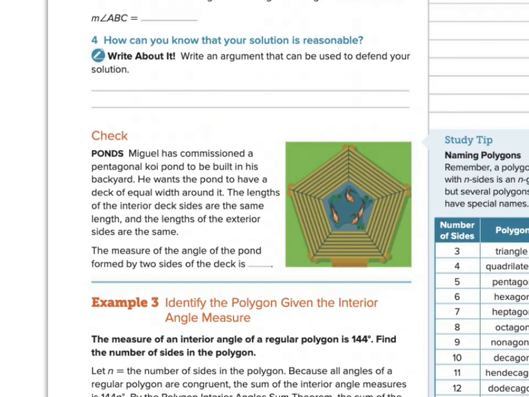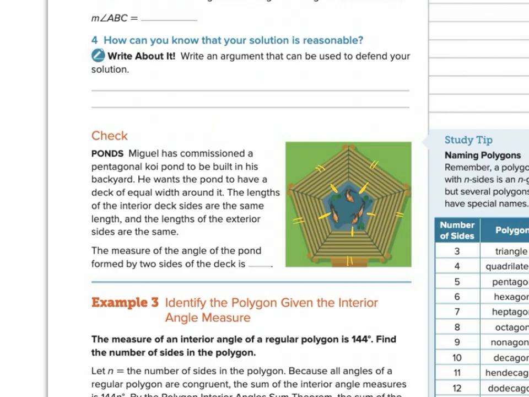Miguel has commissioned a pentagonal koi pond to be built in his backyard. He wants the pond to have a deck of equal width around it. The lengths of the interior deck sides are the same length, so it sounds like it's a regular polygon. And the lengths of the exterior sides are the same. Okay, so that's telling me that the lengths of the exterior sides are also the same.